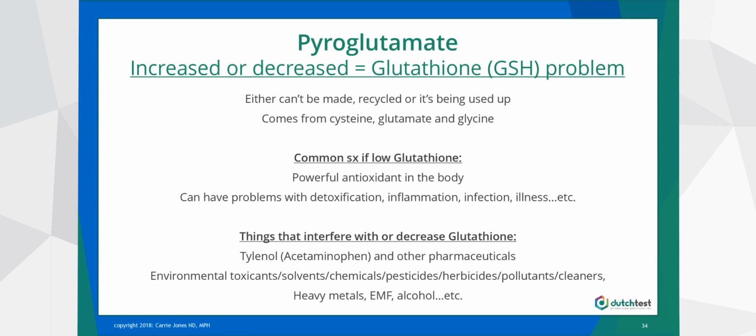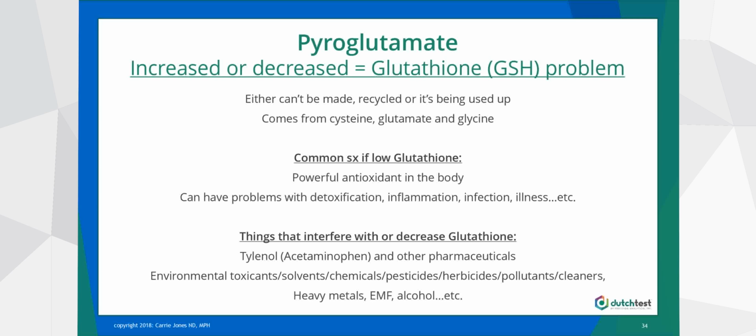All right, pyroglutamate. Pyroglutamate is a glutathione problem. Glutathione is often indicated as GSH. So in some of my diagrams, you'll see GSH, and that's active glutathione. And if pyroglutamate is high or low, it indicates a glutathione problem. Either it can't be made, it can't be recycled, or it's being used up because you have all sorts of infections and things, oxidative stress, mycotoxin exposure that's sucking it dry.